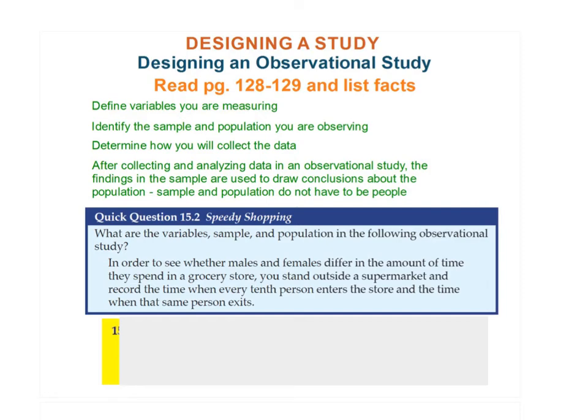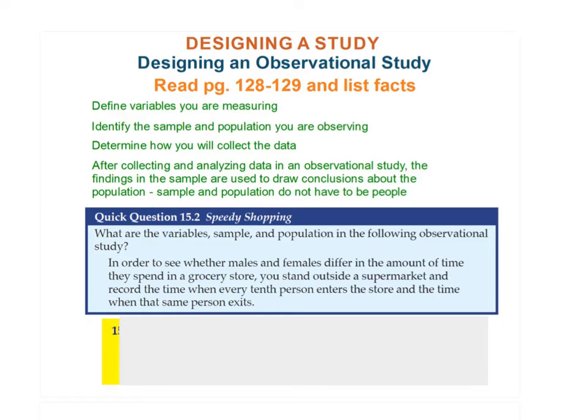When you are designing a study, there are a certain number of steps that you want to go through. These steps are listed on pages 128 through 129 in your textbook, and here are the steps. The first thing you want to do is define the variables that you are measuring. Remember, these can be quantitative or they can be categorical. You want to identify the sample and the population that you are observing. You want to determine how you will collect the data.